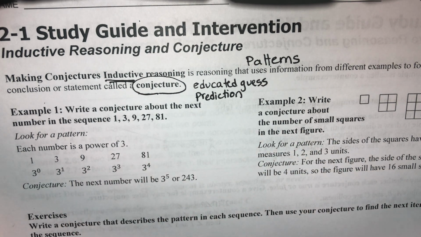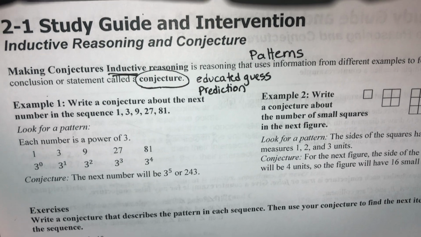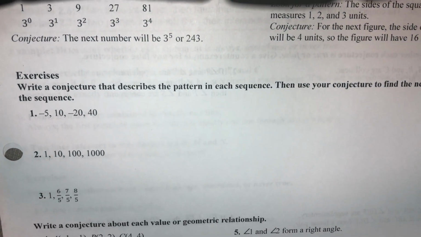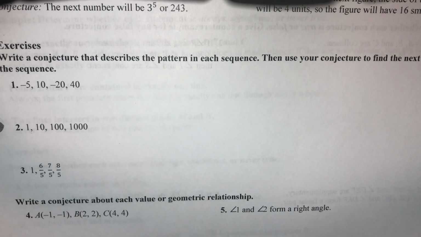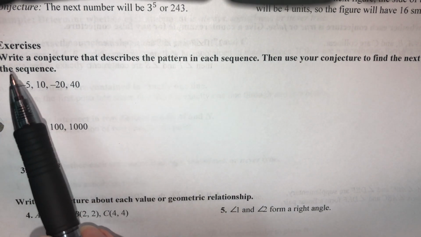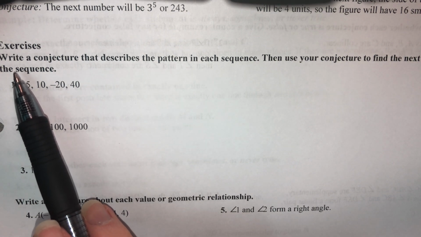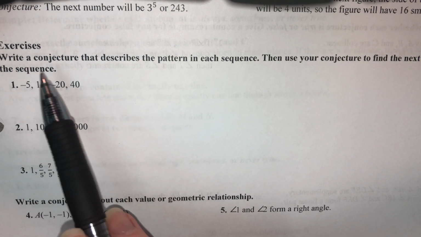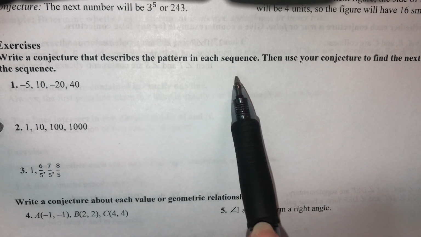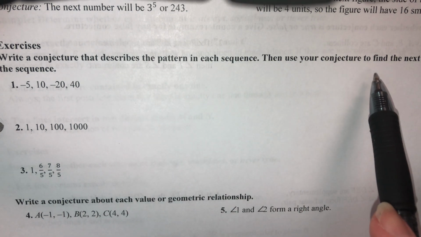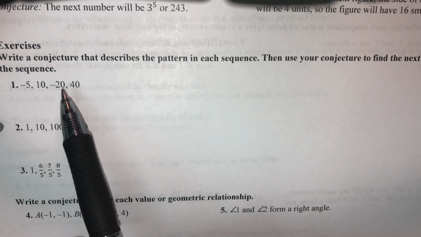There's two example problems fully worked out at the top of the page. I'll leave those there for you in case you need extra examples to take a look at. We're going to do some of these problems down below together. So the first one is an exercise that says write a conjecture that describes the pattern in each sequence. Then use your conjecture to find the next item in the sequence.